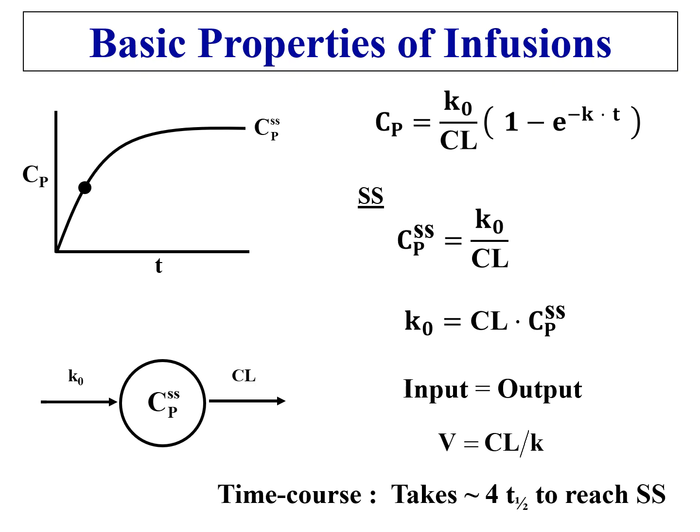So we see this summary of the basic properties of infusions, the exponential rise, the steady state condition. Also see that K0 is equal to clearance times CPSS, or turning it around, clearance equals K0 over CPSS. And the time course, the half-lives that we talked about.